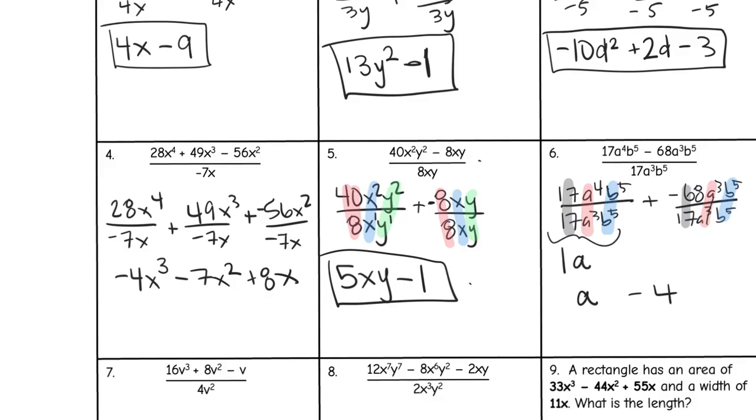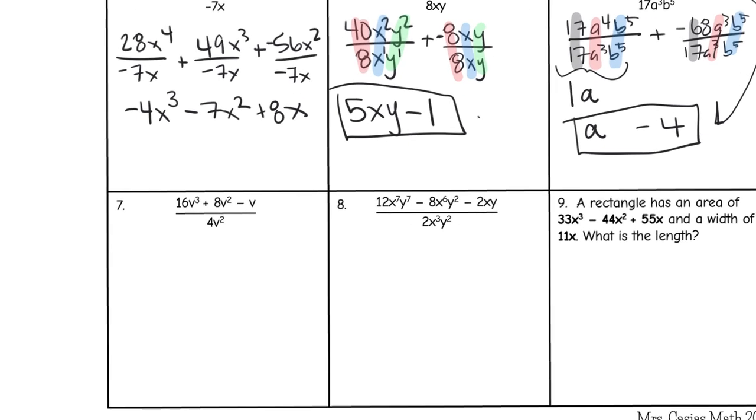A to the third divided by a to the third, that's going to be 3 minus 3 is 0. So a to the 0 is just 1. And b to the fifth divided by b to the fifth will give me 5 minus 5, which is 0. So b to the 0 is also just 1. So my final answer for this whole thing, isn't it crazy how something so complicated can become something so simple?